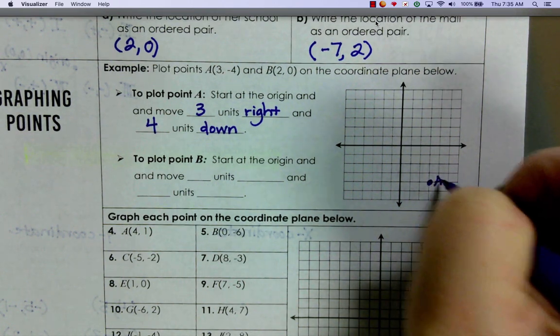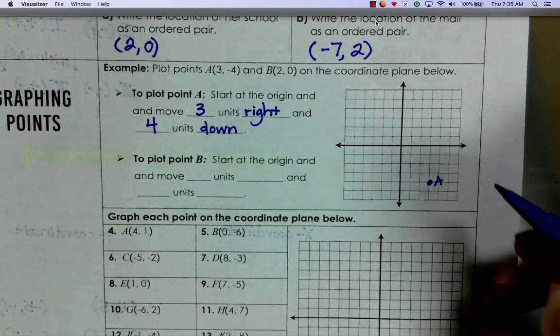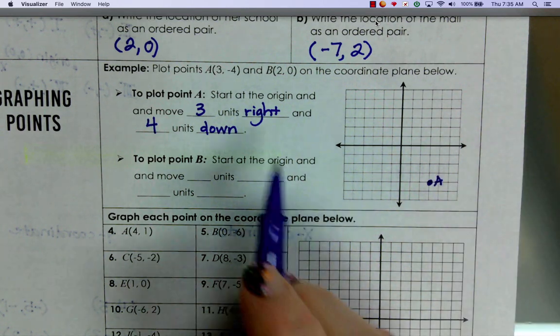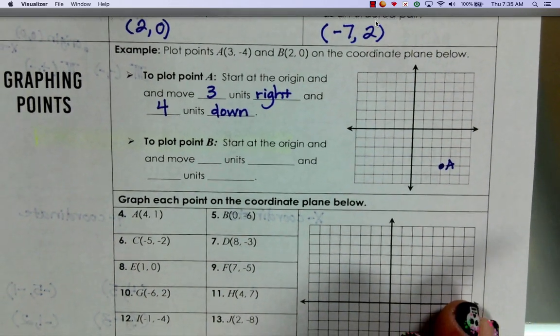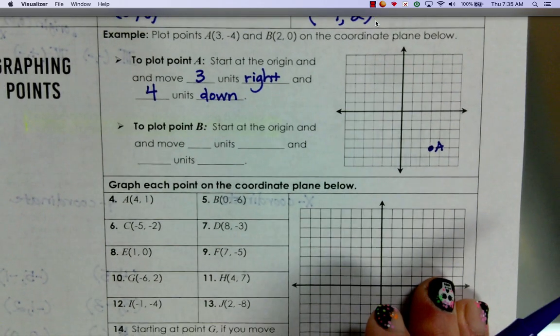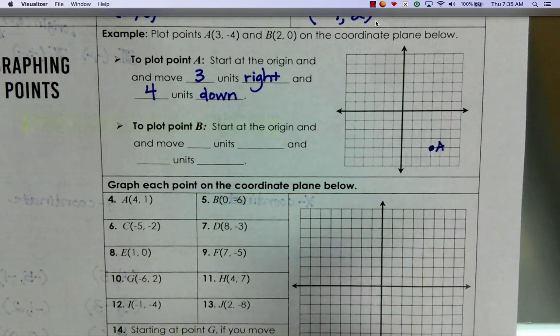Now when you graph a point, you put the dot and you put a capital letter A as it is shown here in my ordered pair. Okay, no lowercase. Lowercase letters are variables, and that's it.